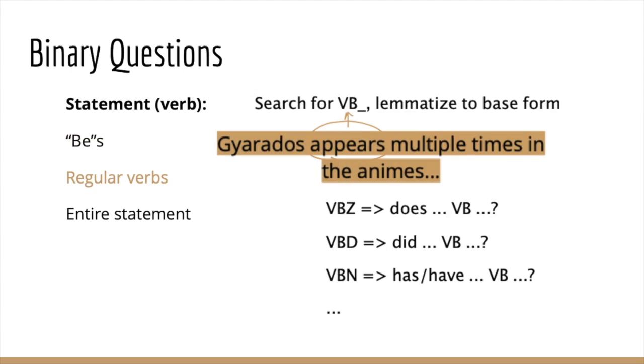For regular verbs, we have to pay a little more attention to the tense of the verb, which we can conveniently see from the POS tags. Then we'll just have to form the correct question with the base form of the verb and attach do or have of the right tense to the front of the question.